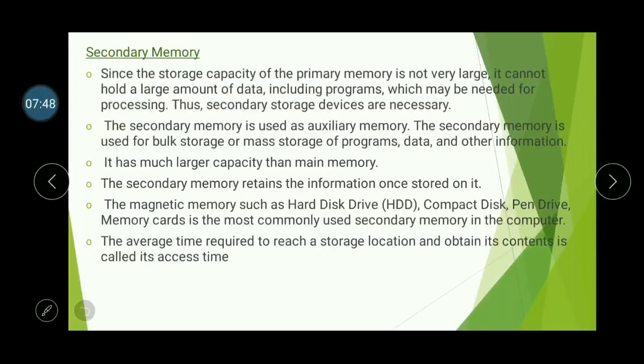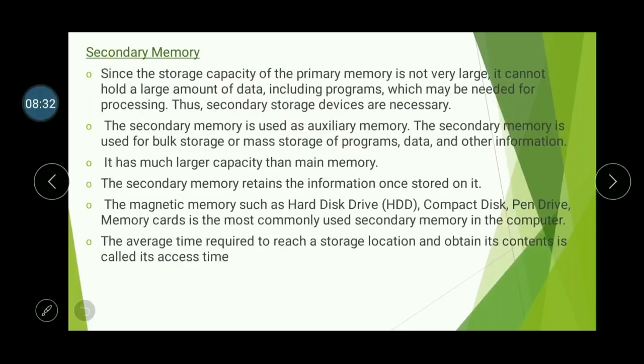So, we know that primary memory is a temporary memory, correct? Since storage capacity of the primary memory is not very large, it cannot hold any large amount of data and programs. That's why we need a secondary storage device for the computer system. The secondary memory is used as auxiliary memory. It is used for bulk storage or mass storage of programs, data and other information. It has much larger capacity than main memory, that is primary memory.